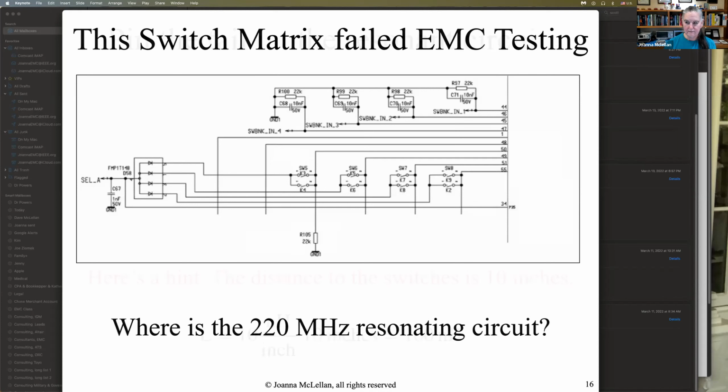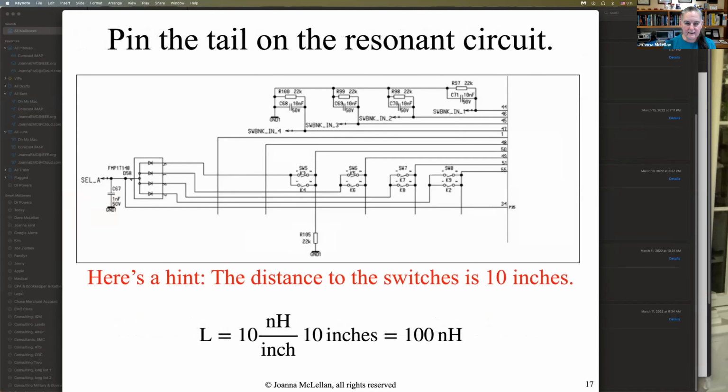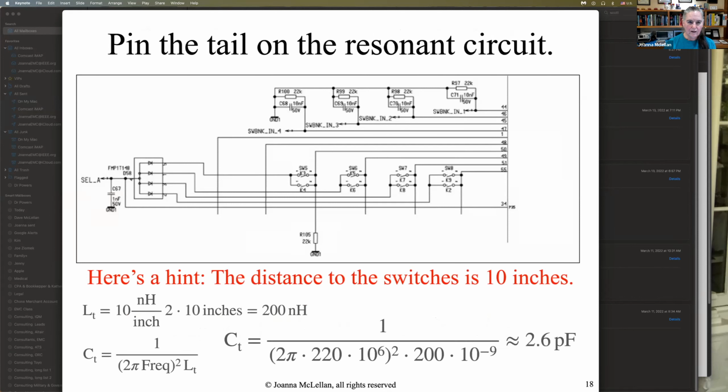Well, I'll give you a hint. The hint is that the distance between the microprocessor and the switches is approximately 10 inches. And that's approximately 100 nanohenries. Now, we've got to get out there and back, so you have 10 inches going out, you have 10 inches coming back, you have 20 inches. The total inductance of that loop can be estimated at 200 nanohenries.